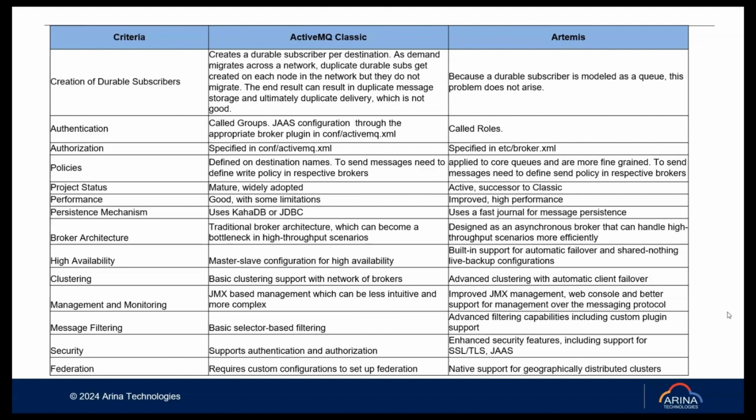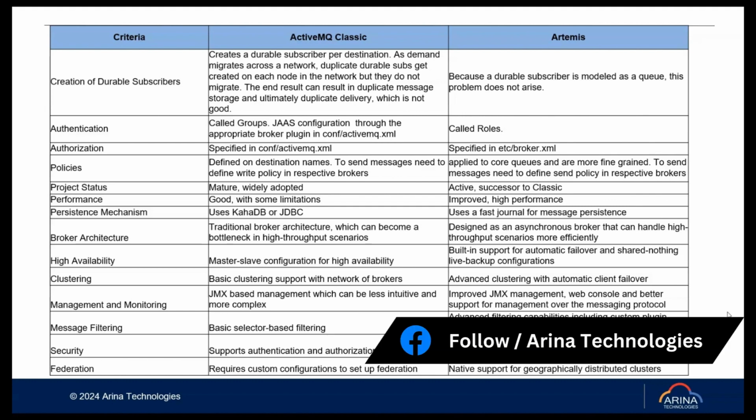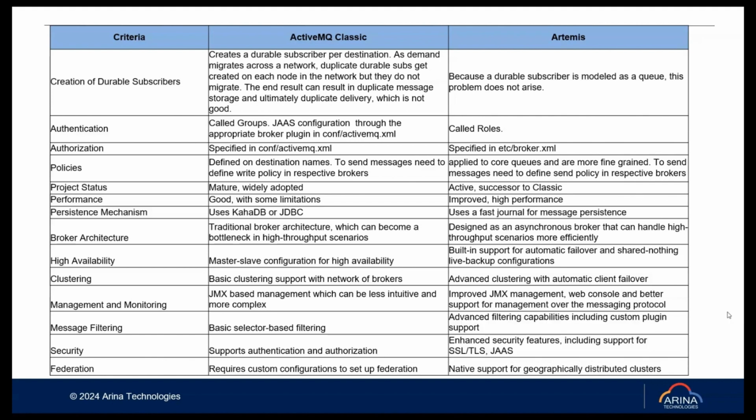And what is the persistence mechanism? You could use KahaDB or you could store it in a database. And should you store in a database? Probably not. And this is where in Artemis, you would use a fast journal for message persistence. And the architecture, I think we have gone through. I won't go into detail. You could check the previous ones out for comparison.